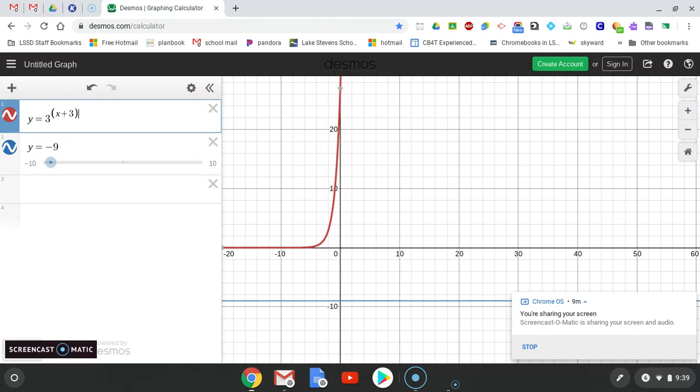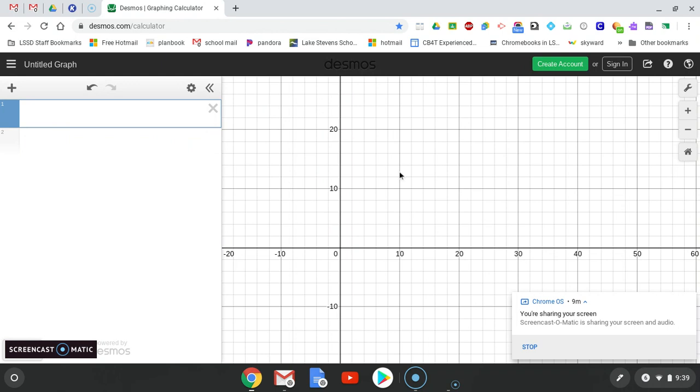Oops. And I should delete what I have here so that you can't see it. Okay. So on Desmos, it looks like this. You're just going to type in your two equations.